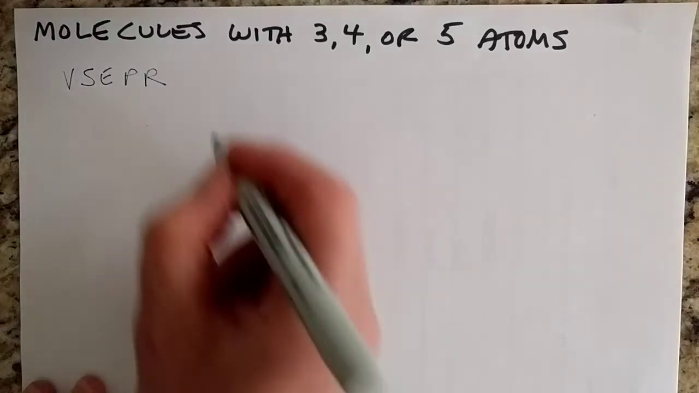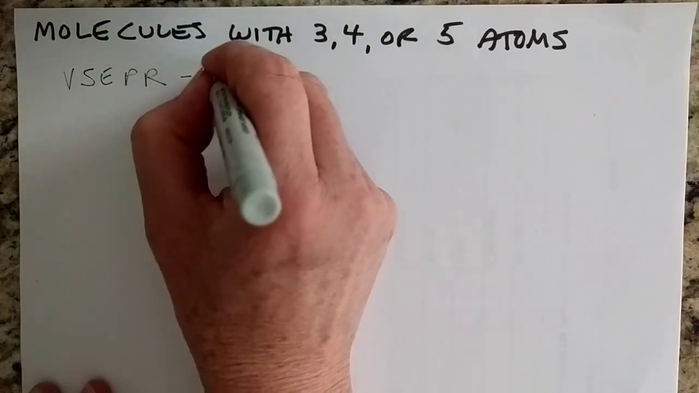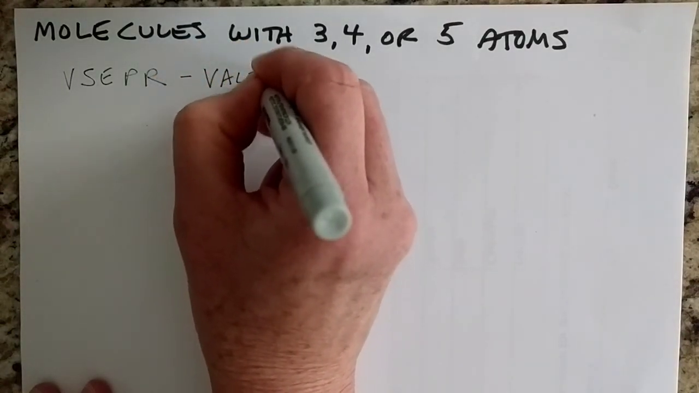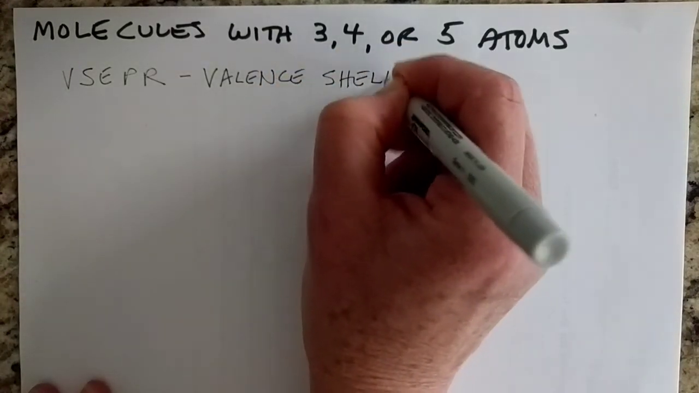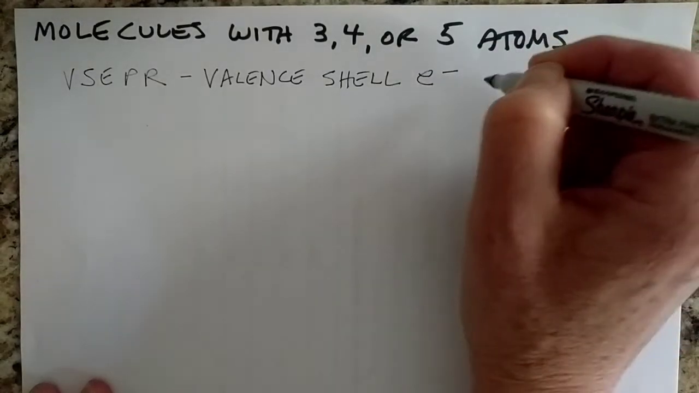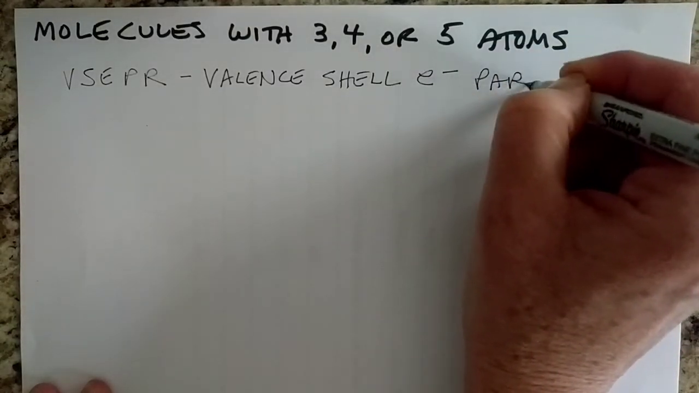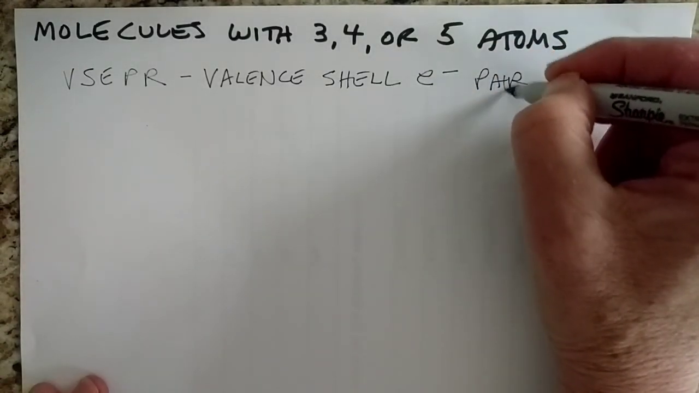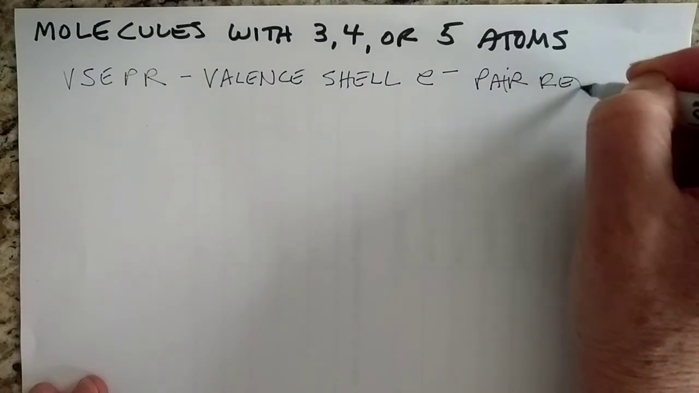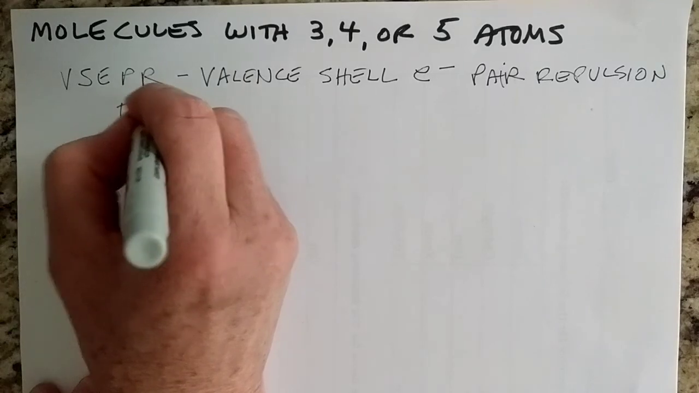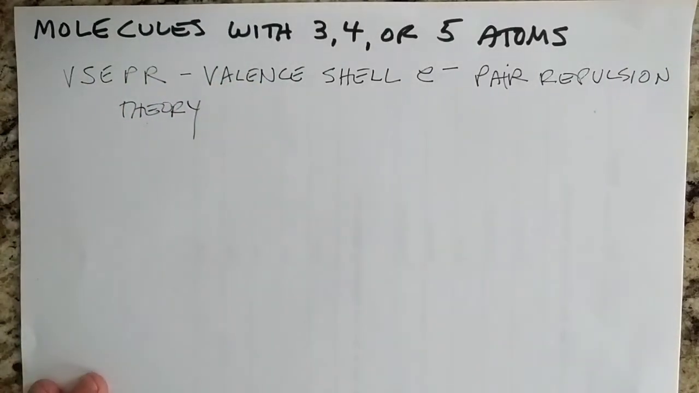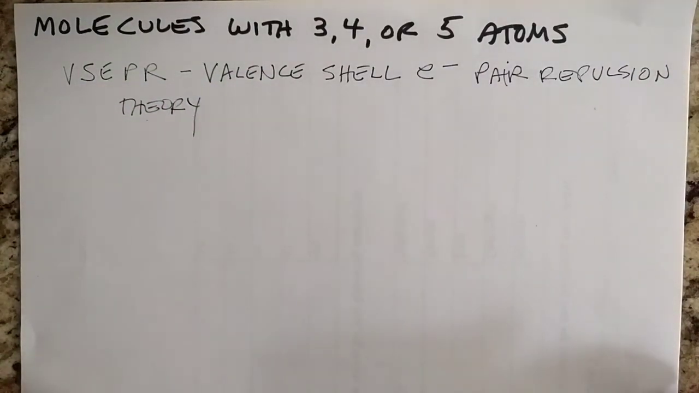V-S-E-P-R. VSEPR. That stands for valence shell electron pair repulsion, and then it's the theory. Valence shell electron pair repulsion theory. It's a very important theory in chemistry.